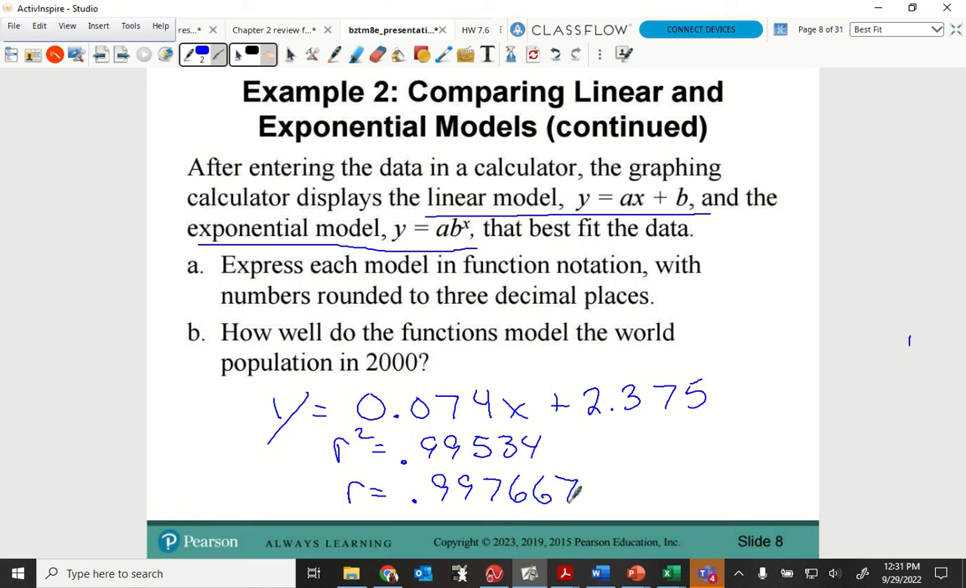To answer part B, what are you supposed to do? Oh, we're going to do that here in a second. So we have our equation, right? We have our function. So now let's take a look at, I'm going to try and put a graph to this so I can answer part B.